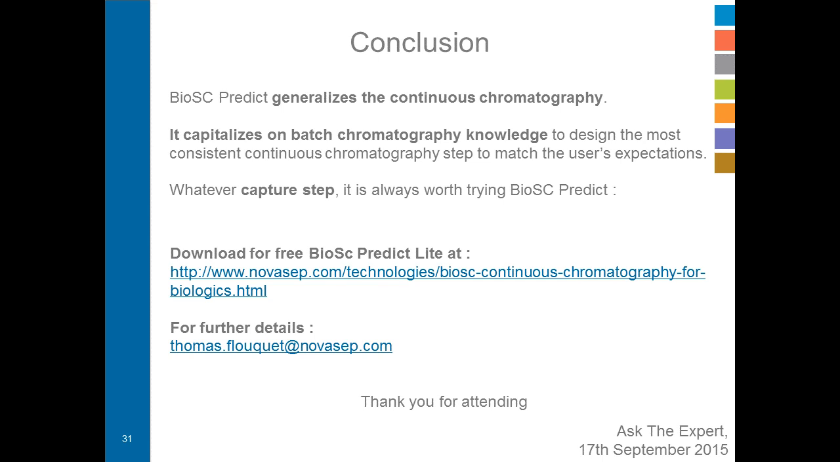And how long does it take to develop a Biosc Predict recipe? I would say 1 month, if your batch process at lab scale is already designed, you have already screened your solvent, you know what solvent you want to use, and you have already defined the different buffers you want to use. You require 1 month to develop the continuous chromatography step with Biosc Predict.